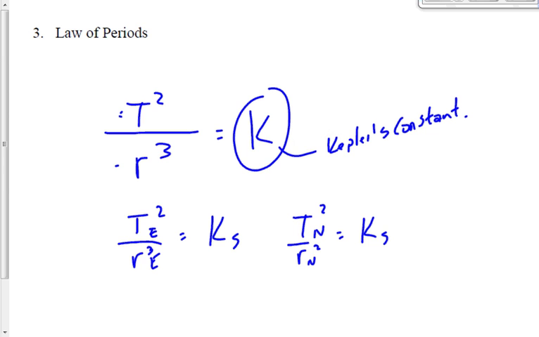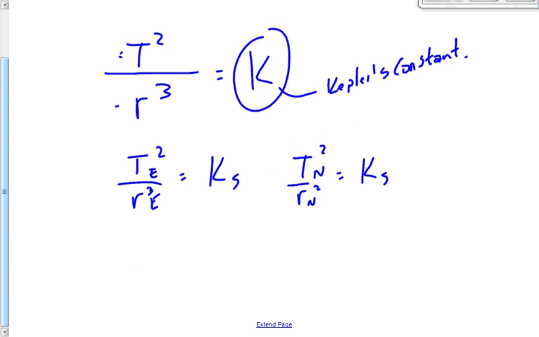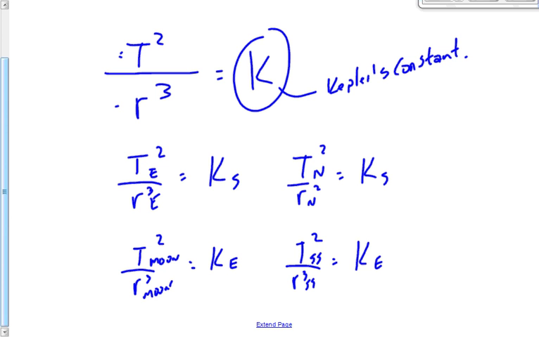But if we say T squared over r cubed for the moon, we're going to get Kepler's constant for the Earth because it's orbiting around the Earth. If we say T squared over r cubed for the space station, we're once again going to get Kepler's constant for the Earth. These two numbers are the same. These two numbers are the same, but these aren't.